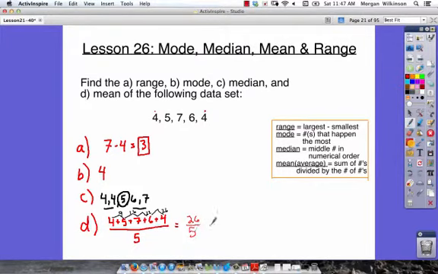We can reduce that and turn it into a mixed number. Our mixed number must be 5 and 1/5. Because 5 times 5 is 25, we have 1 left over, so we've got that 1 out of 5. We can report this answer as 5 and 1/5, or we could say it's 5.2. We're all done with this question. Let's move on to our next example.